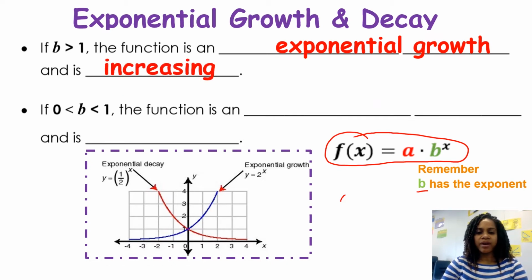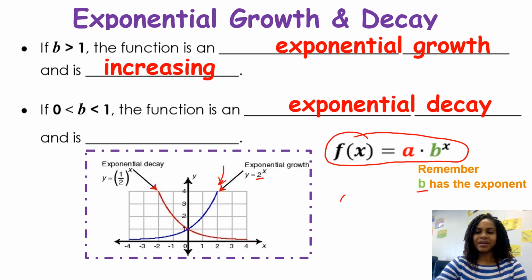So looking at this graph at the bottom, we have this blue graph. That is a growth. That graph goes up from left to right because remember we read from left to right, so it is going up from left to right. And notice that b is 2, and so 2 is greater than 1, so that is a growth. If b is in between 0 and 1, the function is of course a decay, and it is decreasing. So looking at the red graph at the bottom here, that graph falls from left to right, and if you take note, b is 1/2. It is between 0 and 1, so that is a graph of exponential decay.